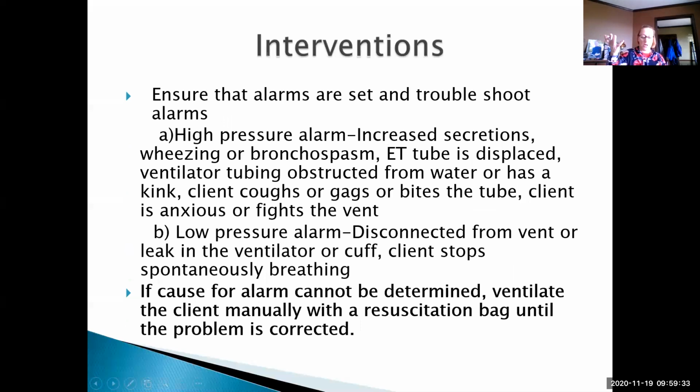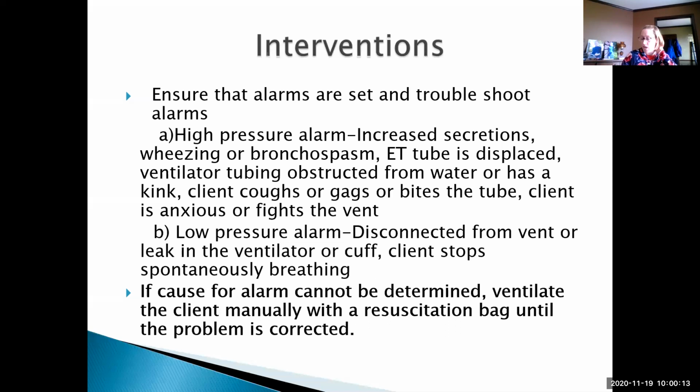With our ventilators, there are different types of alarms: high pressure alarms and low pressure alarms. Depending on what the alarm is, we want to troubleshoot and try to correct the problem. High pressure alarms usually occur if there are lots of secretions and the patient needs suctioning, or if they're wheezing, having bronchospasms, coughing, or there are kinks in the tubing. Sometimes water from the humidification can get in the tubing of the ventilator and block things off.